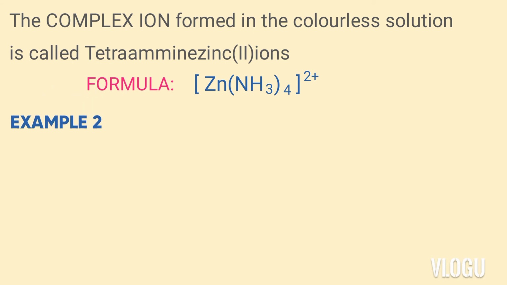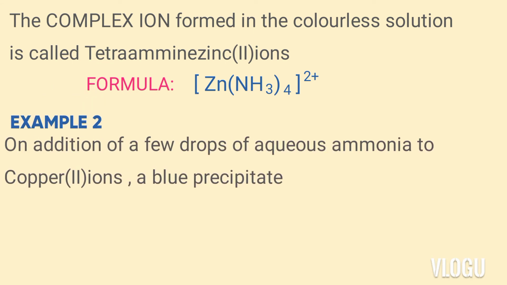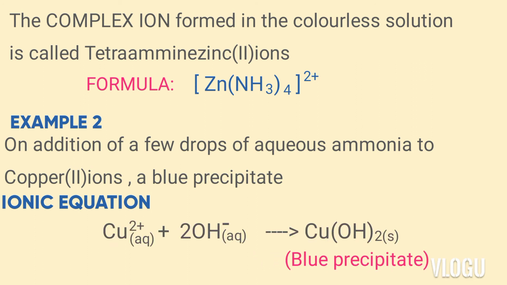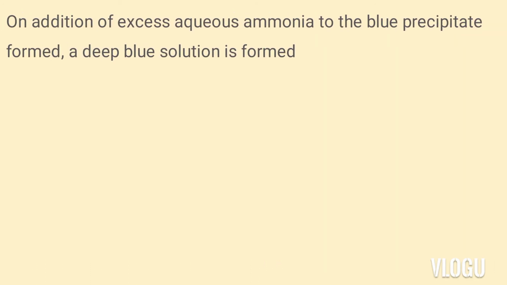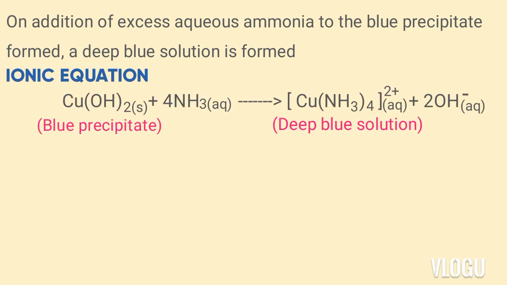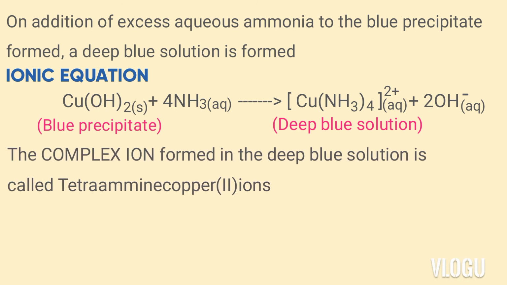Example 2. On addition of a few drops of aqueous ammonia to copper ions, a blue precipitate is formed. Ionic equation shown below. On addition of excess aqueous ammonia to the blue precipitate formed, a deep blue solution is formed. Ionic equation is shown below. Now the complex ion formed in the deep blue solution is called tetraamminecopper(II) ions. The formula is shown.